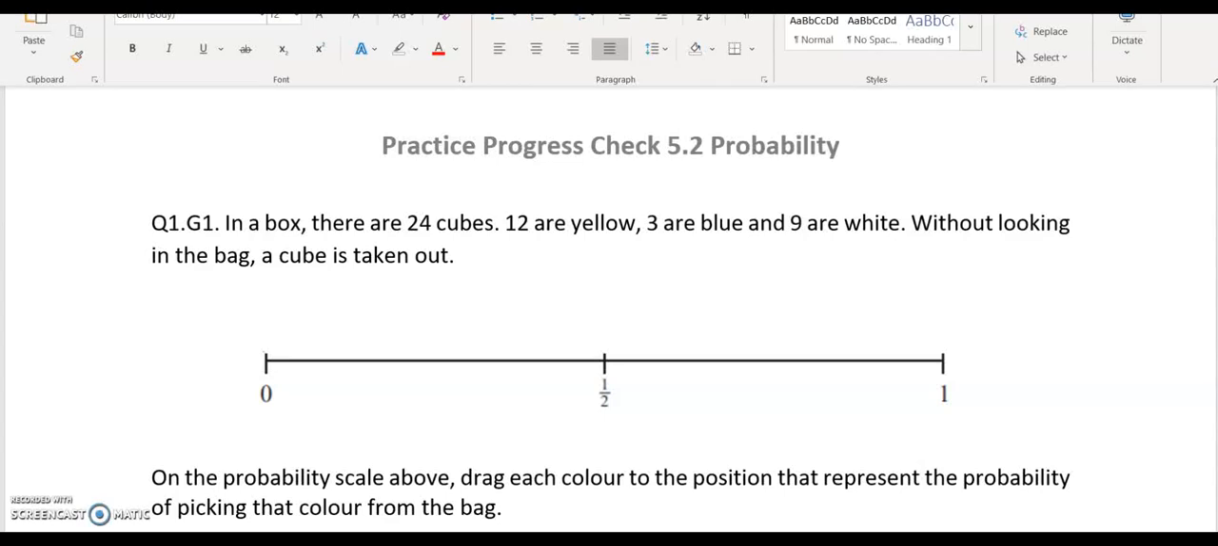Progress Check 5.2 Probability for GCSE Maths Foundation. Question number 1. In a box there are 24 cubes. 12 are yellow, 3 are blue and 9 are white. Without looking in the bag, a cube is taken out.